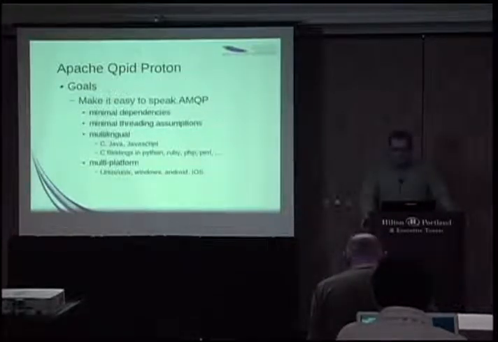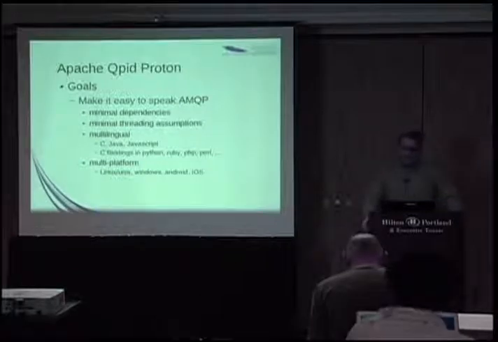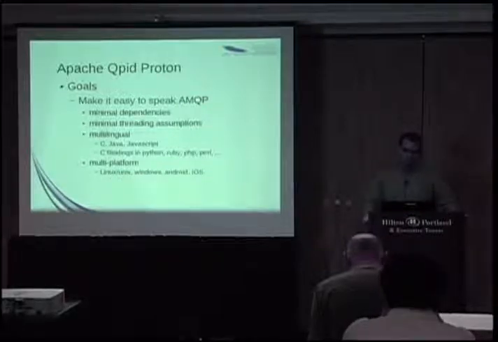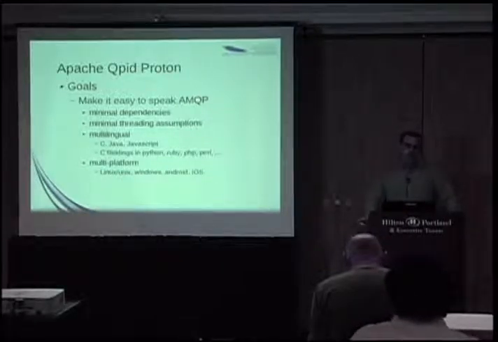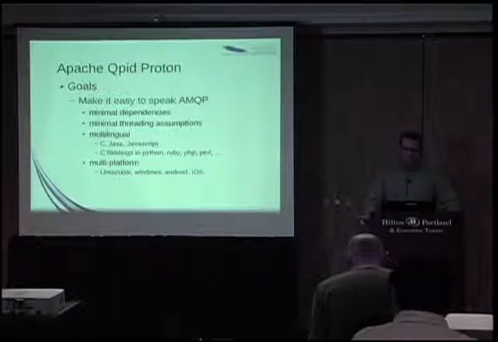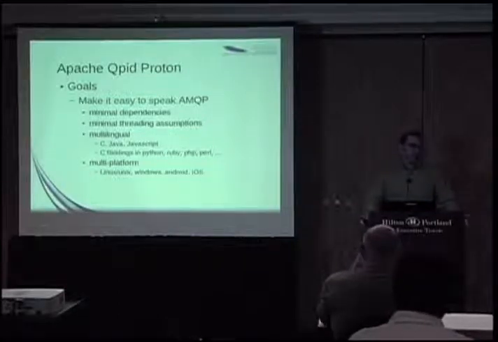So the goal here: make it as easy as possible to speak AMQP. Which means we need to be super embeddable. Minimal dependencies, and we need to be embeddable in different kinds of environments, so minimal threading assumptions. You might be a client library, you might be a server, with totally different threading and IO models, but we want Proton to be usable from both.